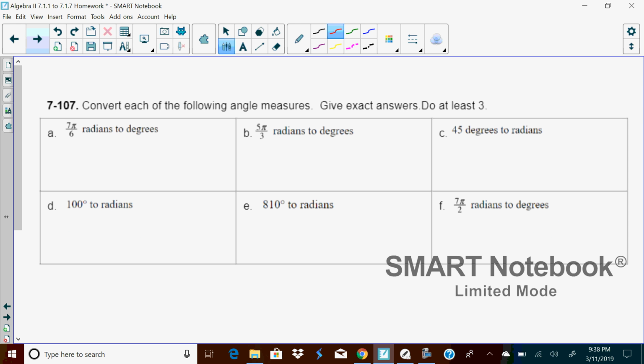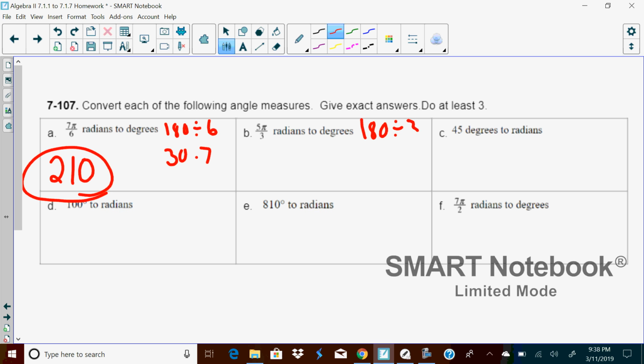Problem 107, convert each of the following angle measures. Give exact answers. So 7 pi over 6 is 210. The way to figure these out is I could do 180 divided by 6 times 7. 180 divided by 6 is going to be 30. 30 times 7 gives me 210 degrees. So 5 pi over 3, I'm going to do 180 divided by 3, which is 60, times 5 is going to be 300 degrees.